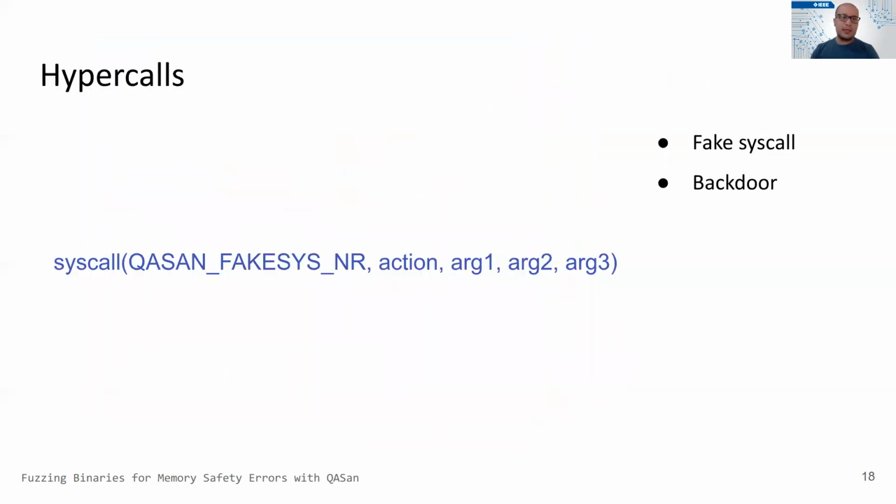All of these components communicate, breaking the boundary between the guest and the host, using hypercalls. And there are two types of hypercalls. One is the slow one, that is the fake syscall. Basically, we introduce a new syscall in which you can specify an action, and this has to walk through different dispatchers, the syscall dispatcher and the QASan dispatcher of actions.